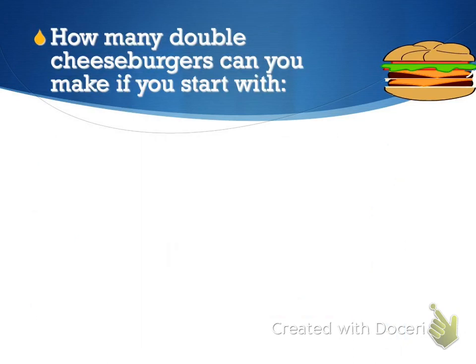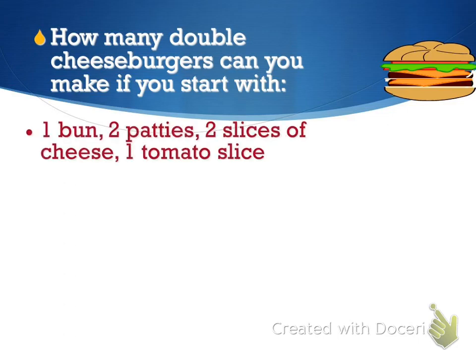Okay, so if I start with these ingredients, how many cheeseburgers can I make? If I start with 1 bun, 2 patties, 2 slices of cheese, and tomato, we're excluding lettuce. Let's say I have extra lettuce. How many can I make? I can make 1. I only have 1 bun, which is top and bottom. So 1 bun put together is top and bottom. So I can make 1.